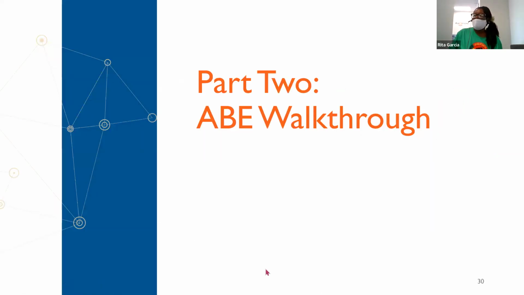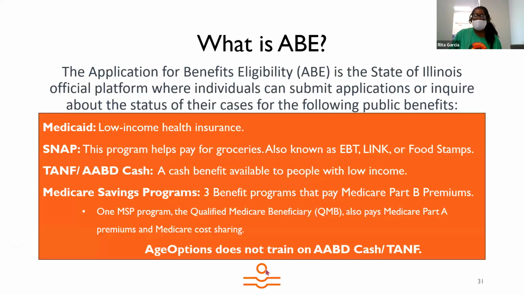So we're going to do part two of the ABE walkthrough. What is ABE? The Application for Benefits Eligibility is the State of Illinois official platform where individuals can submit applications or inquire about the status of their cases for the following public benefits. We have Medicaid, very popular, low income health insurance, and then we have SNAP, which we've been discussing for the last few minutes, and this helps pay for groceries, also known as EBT, LINK, or food stamps.